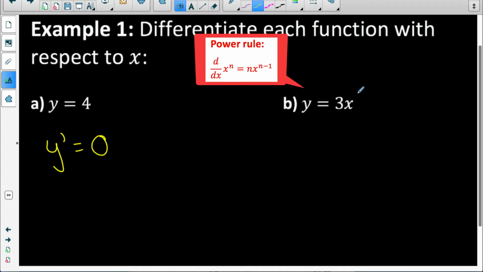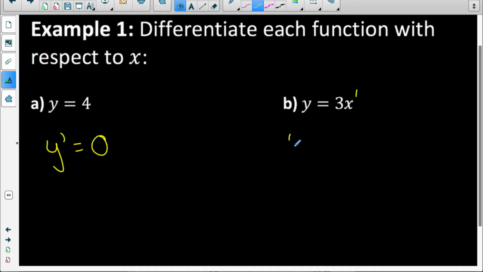How about this one? We need the power rule. The exponent on this power of x is 1. So what we do is we multiply the exponent by the coefficient when we're getting the derivative. So 1 times 3 is 3. You keep the base of the power x and you reduce the exponent by 1. So what we have is y prime equals 3 times 1. Right? Anything to the 0 is 1, so 3 times 1 is 3.